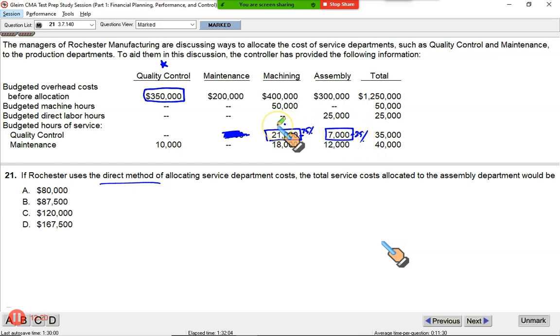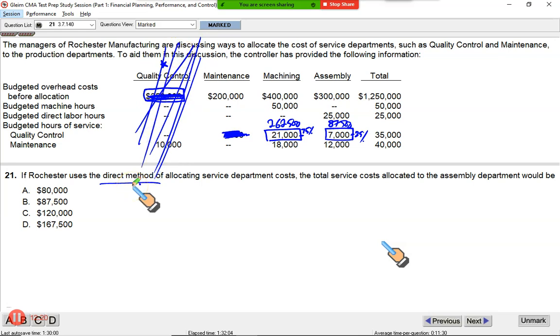So I'm going to do that. 350,000 multiplied by 75%, it's going to be 262,500, and 350,000 into 25%, 87,500. Khalas, gone. You have split this 350 into two parts, 262,500 and 87,500. Quality cost control is gone. Khalas, finish, gone.